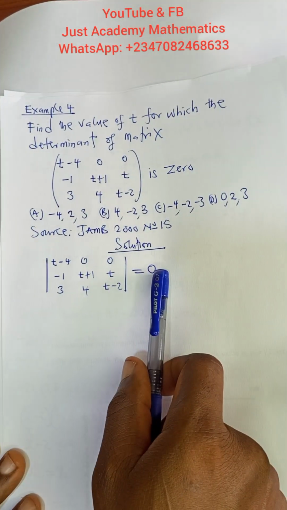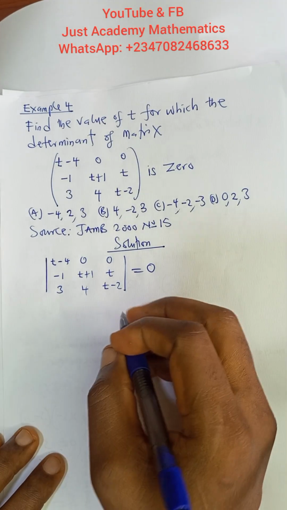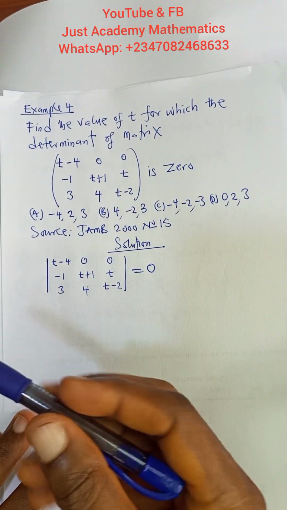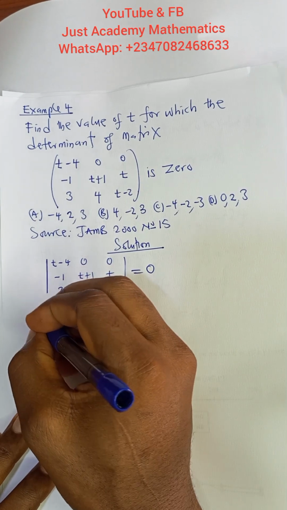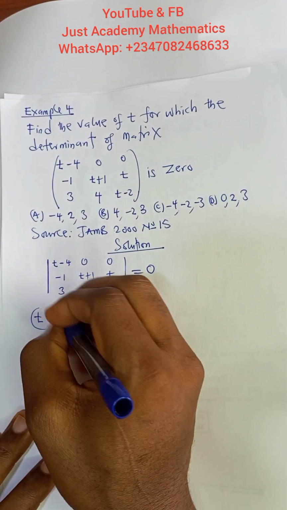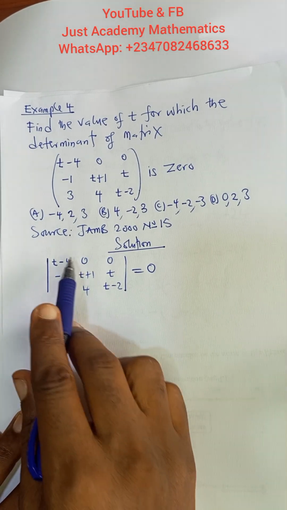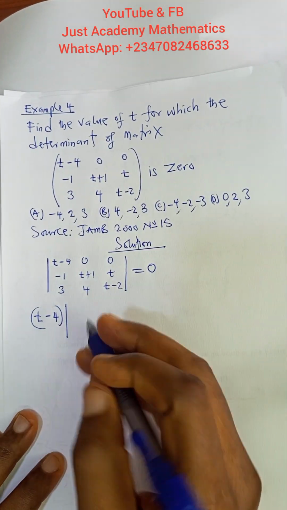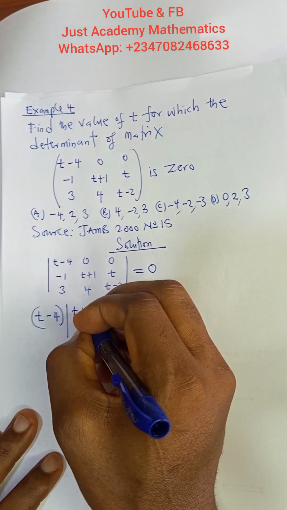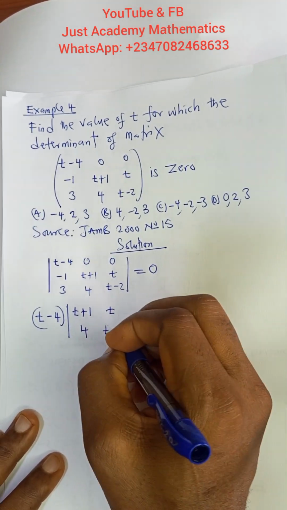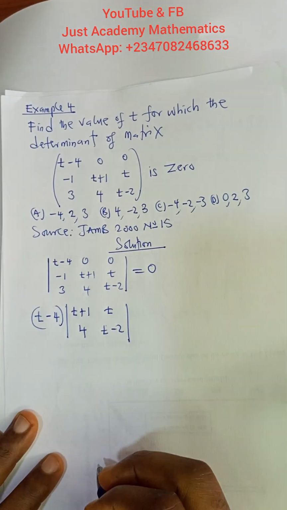And what is the determinant of this? Determinant of this, we know what to do, of course. You pick the first one. Pick the first one, which is what? Which is t minus 4 times in what? When you pick this first one, every element here is out. Every element beside is out. We're left with what? We're left with t plus 1 over 4, and we're left with t over t minus 2. Are you with me now?